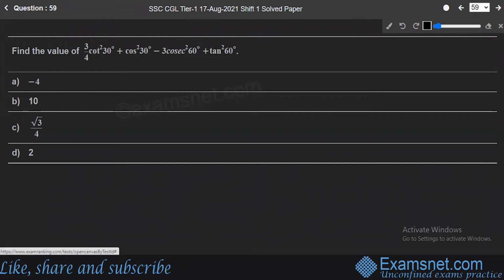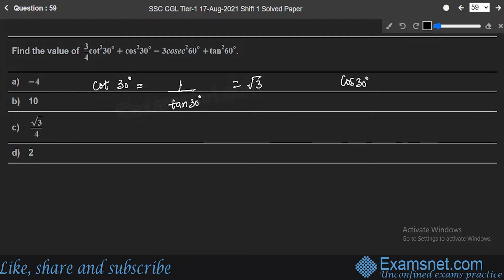Okay, let's start. You are given the question with cot square 30, cos square 30, cosecant square 30, and tan square 30. Let's write down the value of each of them, then we'll be filling them in. Cot 30 degree, what is cot 30 degree? Actually, you know, cot is the inverse of tan, and this is equal to root 3. Similarly, cos 30 degree is equal to root 3 by 2. Then you have cosecant.